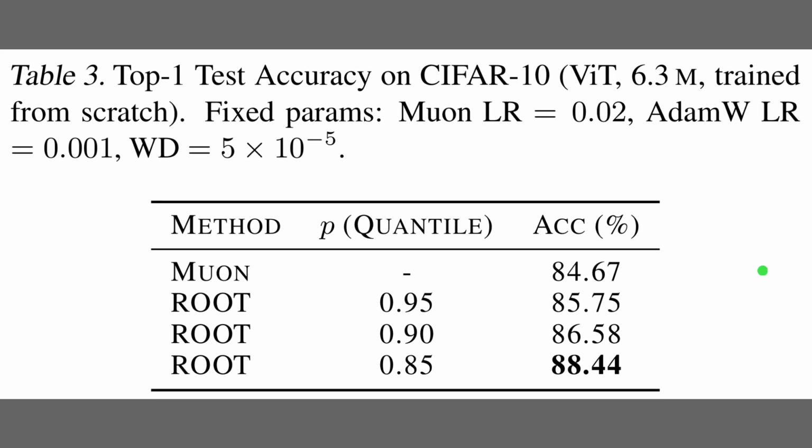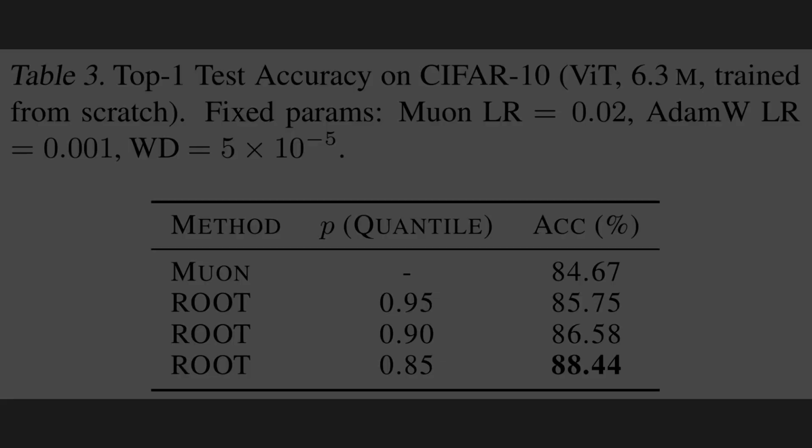Okay, Table 3 shifts from language to vision and tests Root on a small vision transformer trained on CIFAR-10. The table reports top 1 accuracy for Muon and for Root, with different quantile thresholds in the soft threshold step. Muon reaches about 85%, while Root steadily improves as the quantile drops. The best result comes at a quantile of 0.85, hitting about 88% accuracy, which suggests stronger outlier clipping helps image models too.